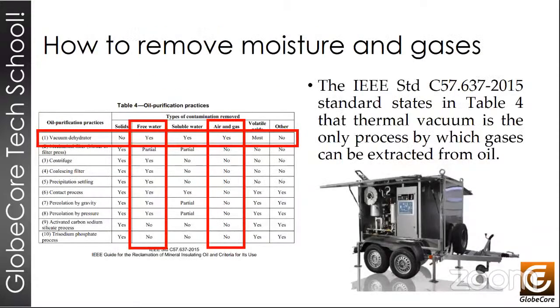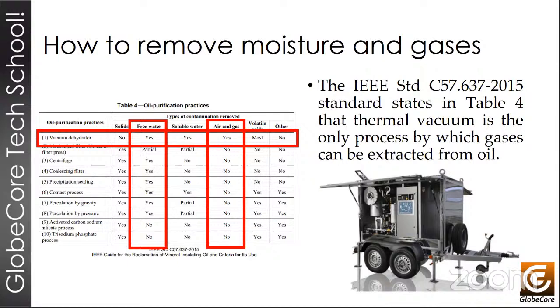So the use of the thermal vacuum processes also allows gases to be removed from the oil. And apparently, no other purification process can accomplish that. So it should be noted that thermal vacuum systems are effective for the extraction of water. So the thermal vacuum is much recommended because it affects quite a few of the possible contaminants of the oil.